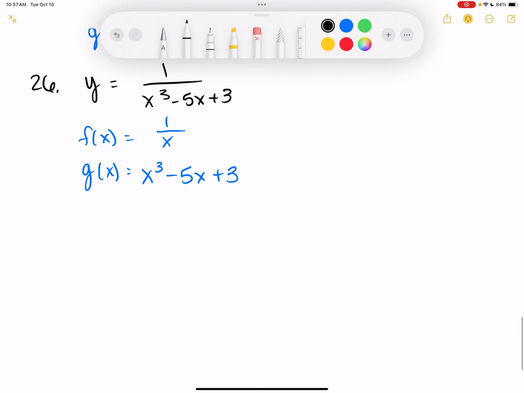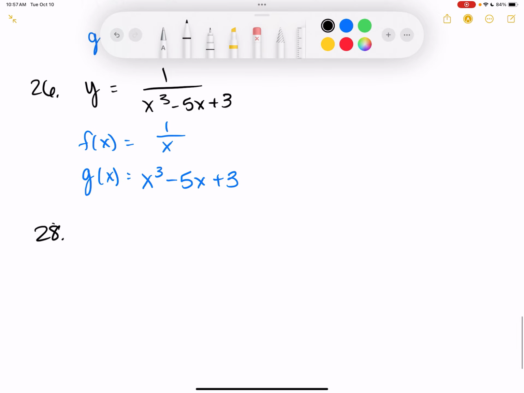So another example, y equals e raised to the sine of x. So my quote-unquote inner function would be what? Sine of x. Sine of x. And then f of x would be e to the x. Yep, e to the x.